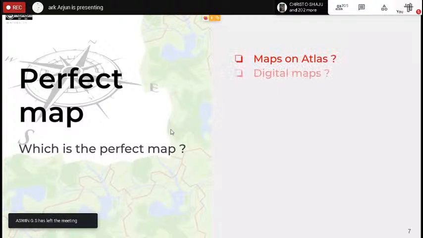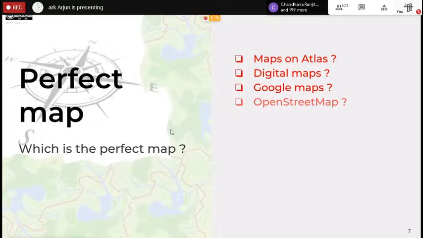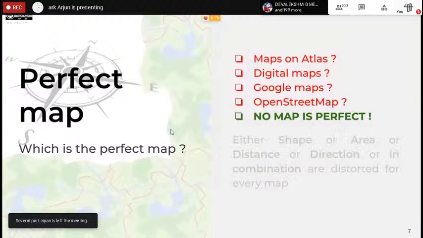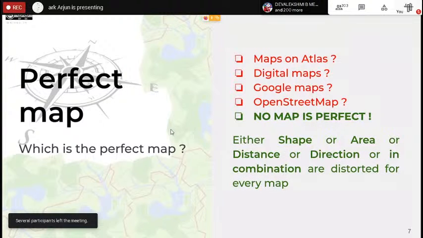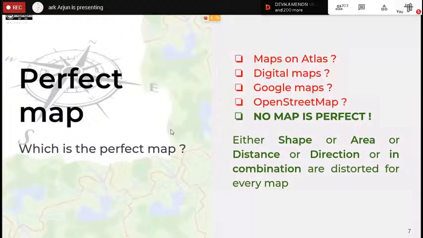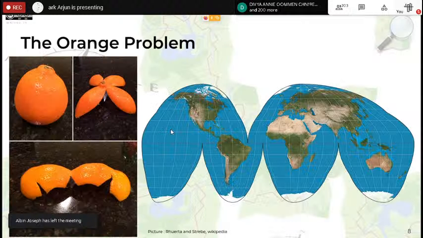So, which is the perfect map? The maps which we saw in the atlas in our school days, the digital maps, Google Maps, or OSM? No, no map is perfect. Either the shape, the area, the distance, or the direction, or a combination of these, is distorted in every map. Why does this happen? We can understand it with a simple example called the orange problem.